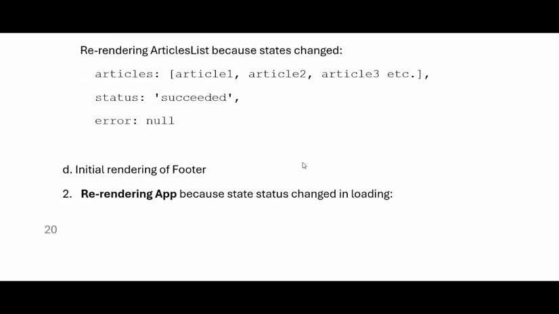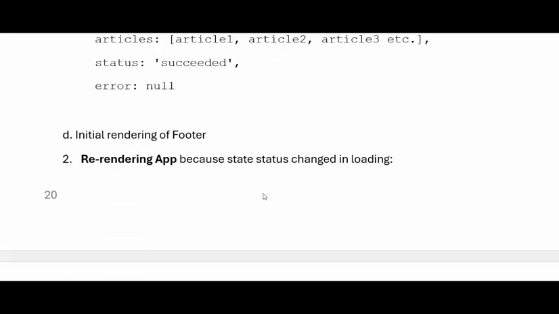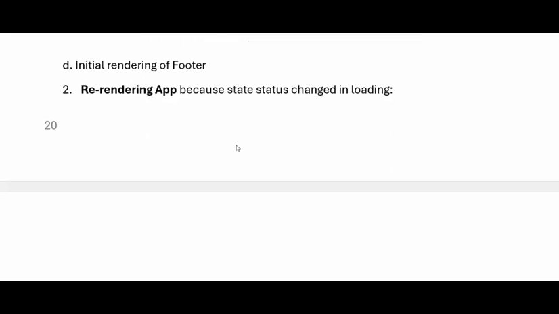Okay. With those three renderings, articles is finished with rendering. And after articles, we have the initial rendering of footer. And after that, re-rendering app because state status changed from idle to loading.